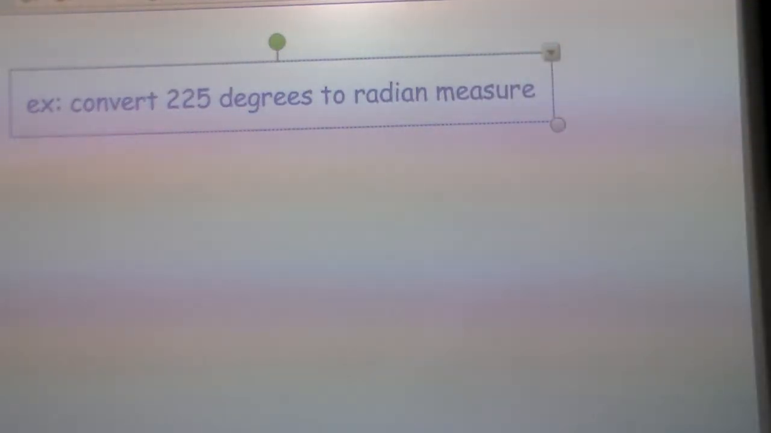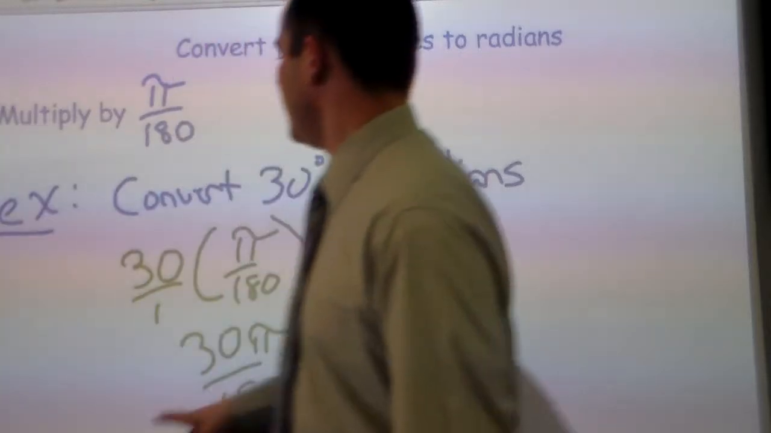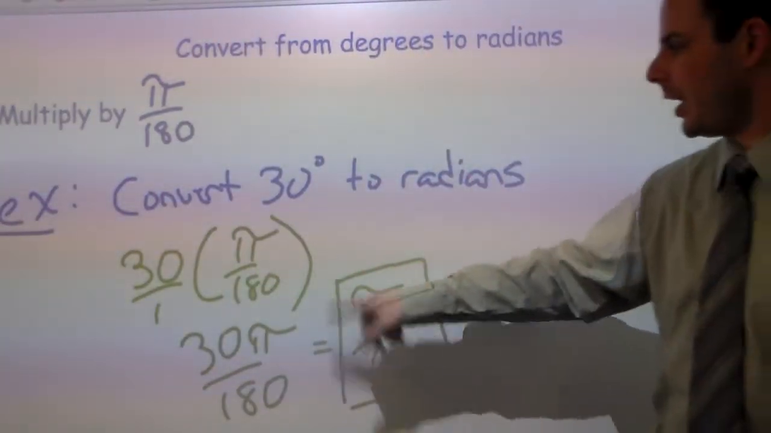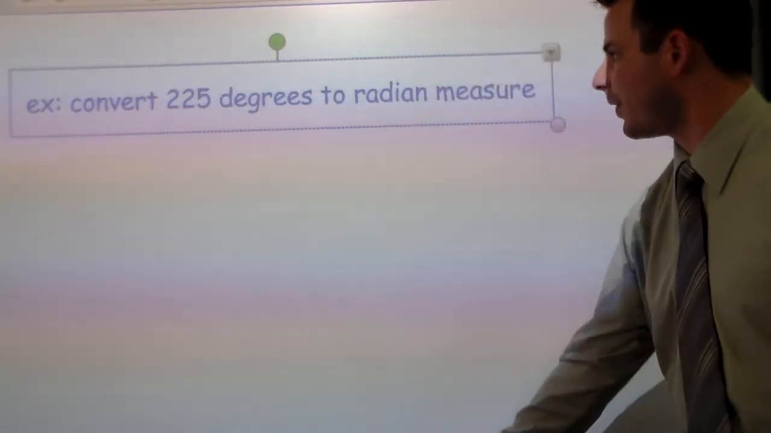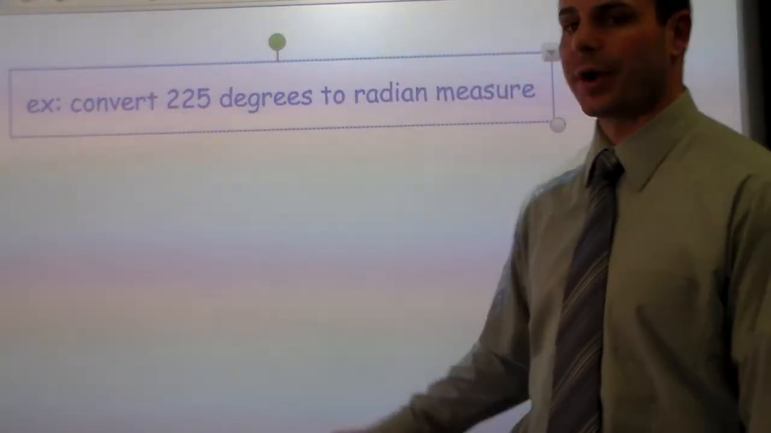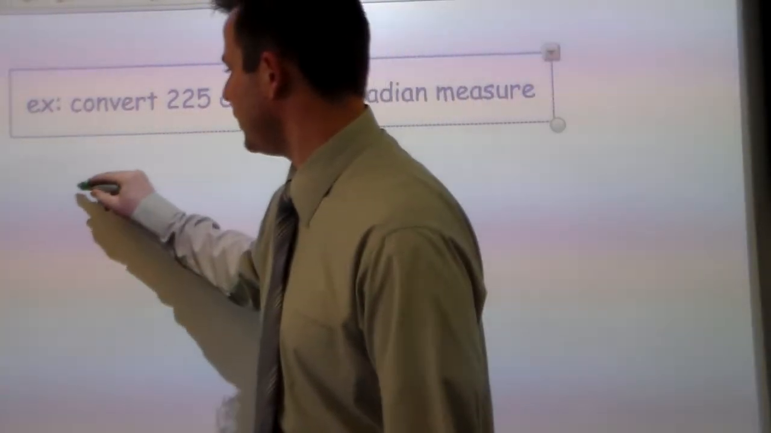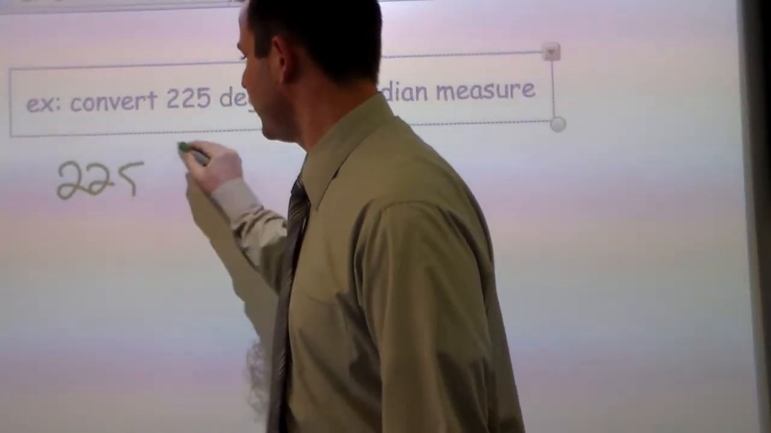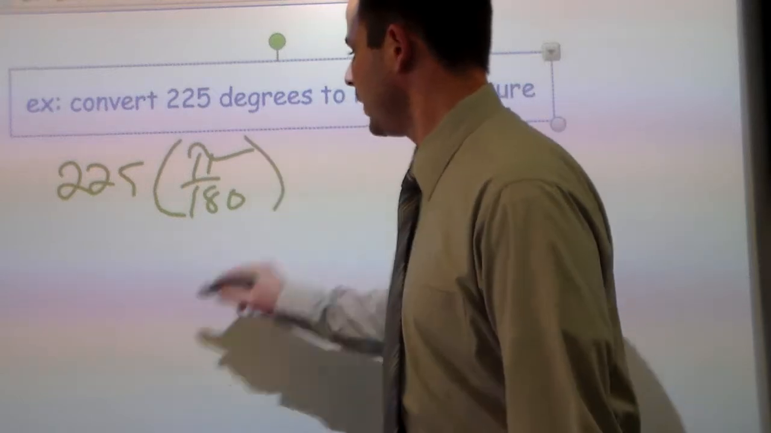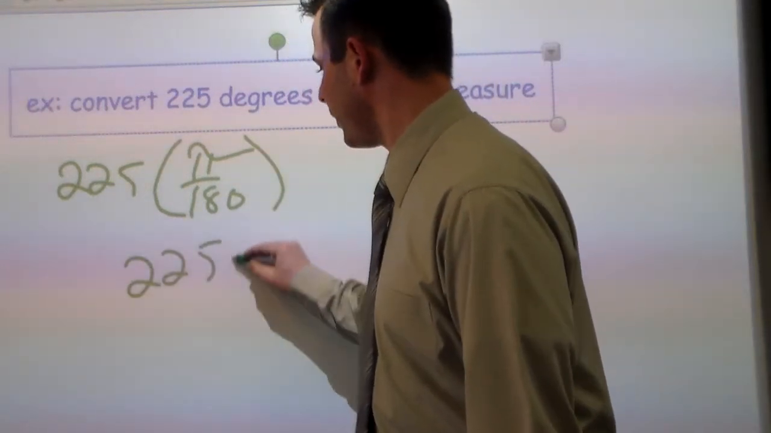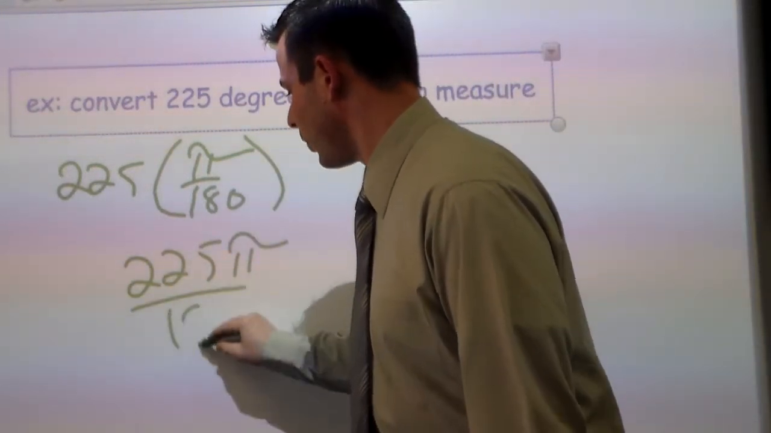Let's convert 225 degrees to radian measure. Now, the last example worked out pretty easily because with 30 and 180, you found a common factor pretty easily. So we're going to multiply by pi over 180. 225 times pi over 180 is 225 pi over 180.